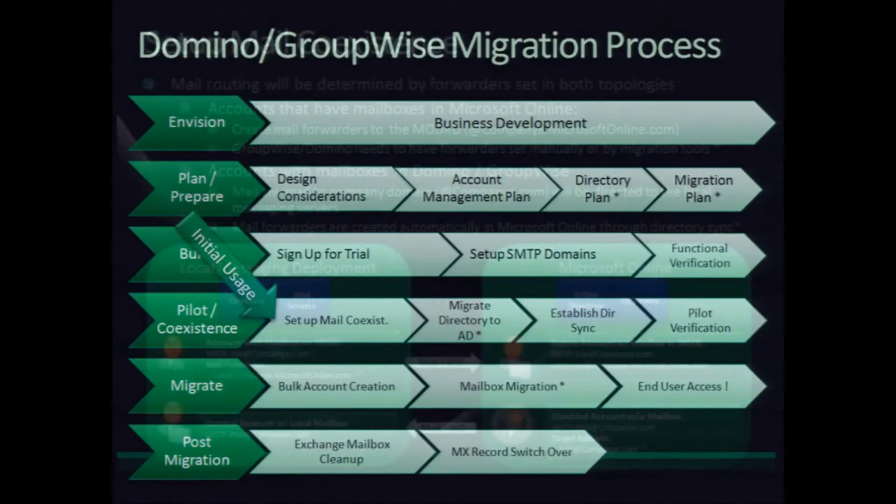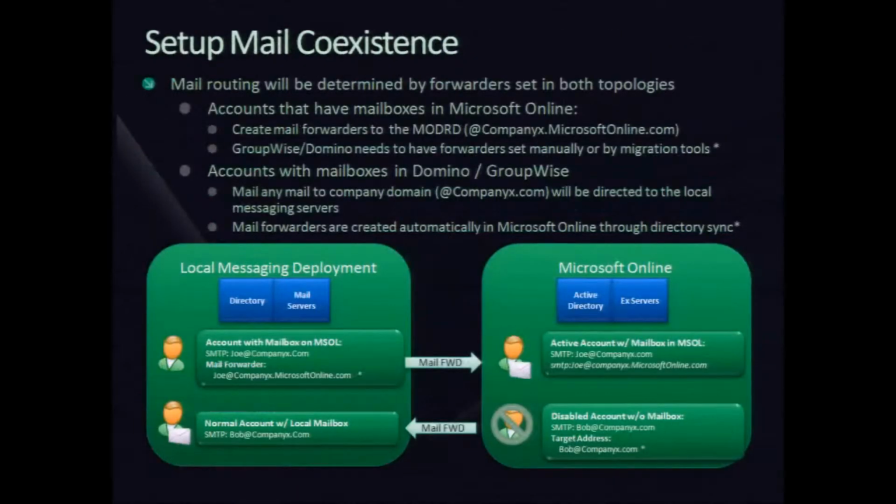Okay, so for setting up mail coexistence, I'm going to go through this a little fast because it was discussed a little earlier today. Mail routing is determined by forwarders. Again, you have mailboxes on both sides. One will be active, will forward out to the one that's not. So as people get migrated over, they'll be able to receive mail, and more importantly, they'll be able to fully collaborate whichever platform they're on.